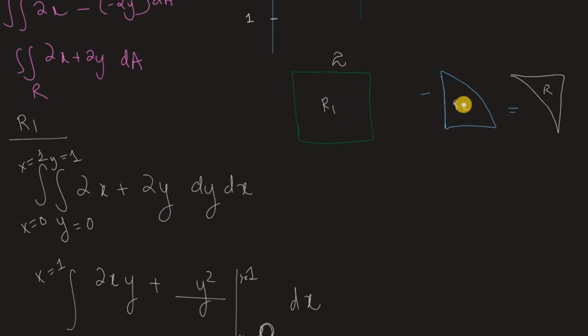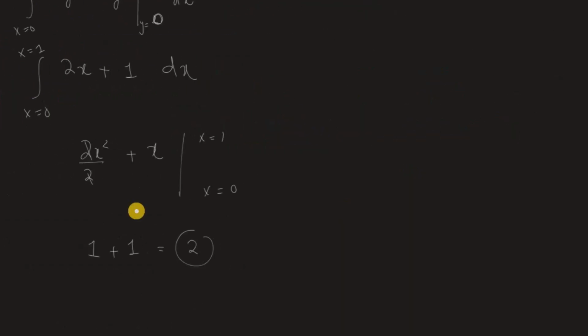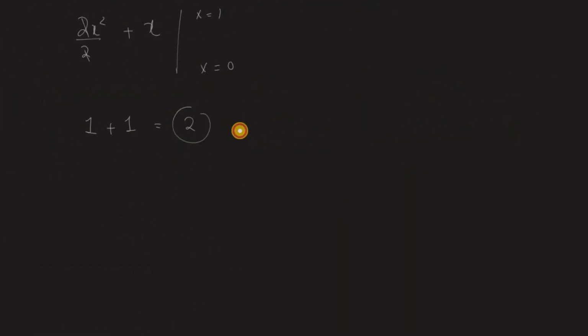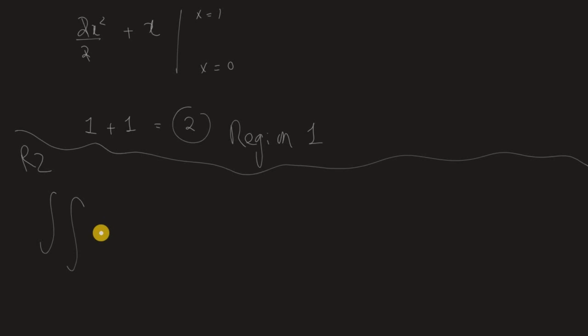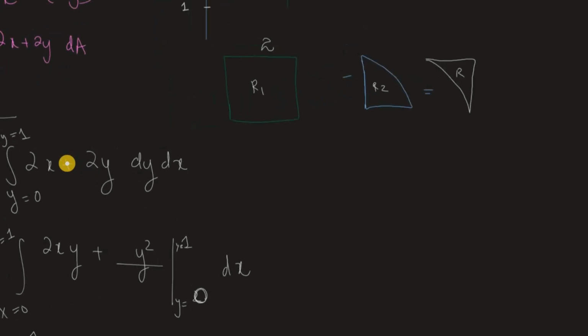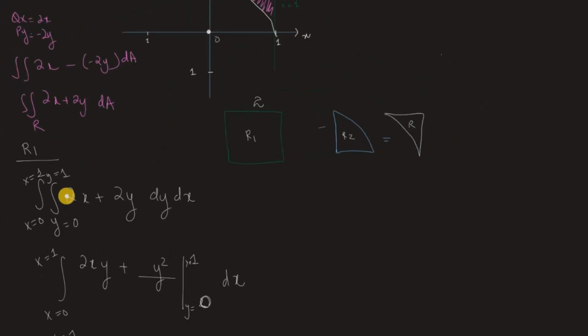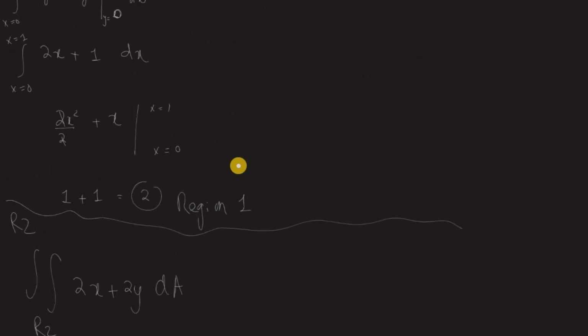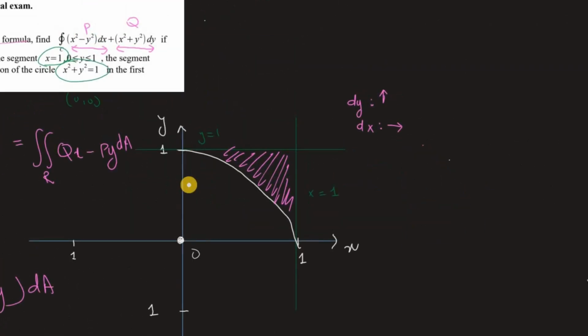So you got 2 here. Let's go ahead and find what we get for this one. Now we are evaluating the same thing, but for region 2 this time. So we have our Q x minus P y dA for region 2 this time. Here we're doing the exact same thing, 2x plus py dA, but with region 2 now, and region 2 is circular now.